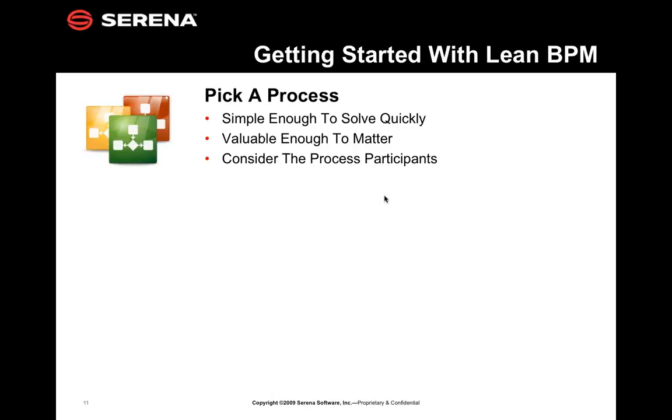First, pick a process that's simple enough to solve quickly. Don't go for your most complex process out of the gate. However, don't go for something that's trivial. Go for something that's valuable enough to matter. So, a problem that is really nagging at the organization. And then consider the process participants. Look for processes that touch people in various organizations that are A, interested in solving the problem, and B, willing to work with you to sketch it out. So that's step one. Choose your process wisely.